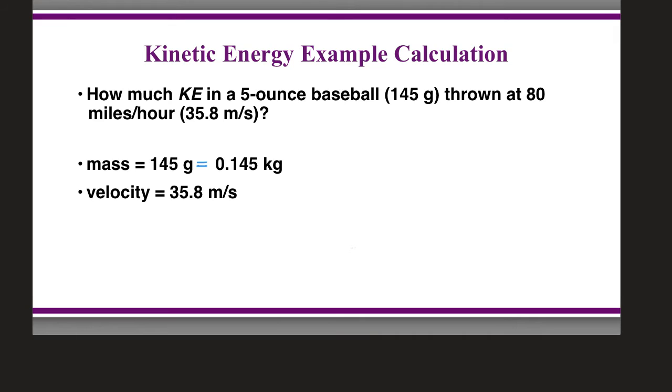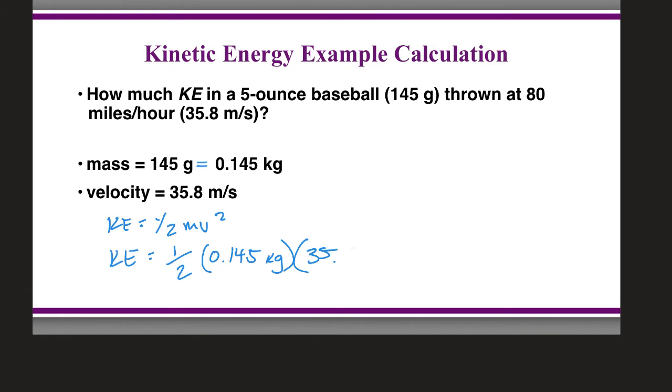35.8 meters per second. All right, so if we do this mathematically, we know that KE is equal to 1/2 mv squared. So KE is going to be equal to 1/2 times 0.145 kilograms times 35.8 meters per second, and we're going to square that. And once we do this math, we will get kinetic energy is equal to 92.9 joules.